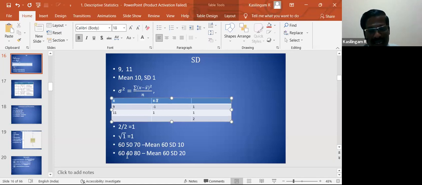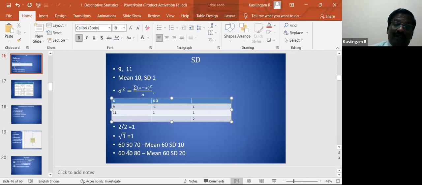Now look at another person. He has scored 60 in one subject, 40 in another, and 80 in another. What is the mean? The mean is 60, but the deviation is 20, since one subject is 40 and another 80. So the standard deviation is 20. Now how to infer this? Look at this boy: 50, 60, 70. But look at this boy: 60, 40, 80. He scores 80 in one subject, a very good score, but he has failed in another subject.